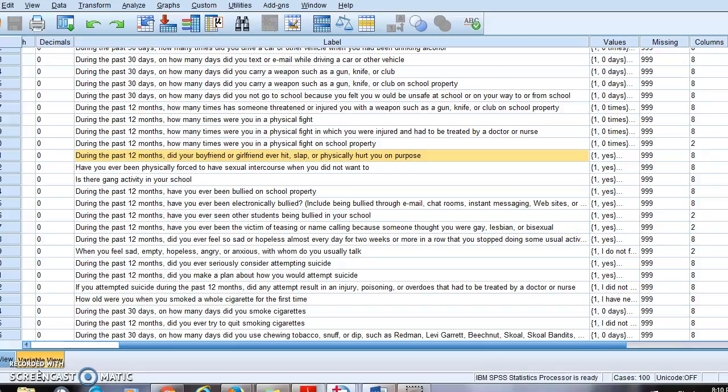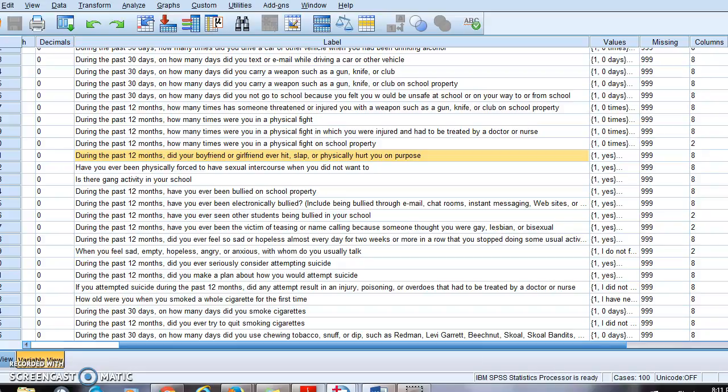My research question is: is there a relationship between suicide attempts during the past 12 months that resulted in an injury, poisoning, or overdose that had to be treated by a doctor or nurse, and during the past 12 months did your girlfriend or boyfriend physically assault you on purpose? So to answer this question, we need variables question 32 and question 21.